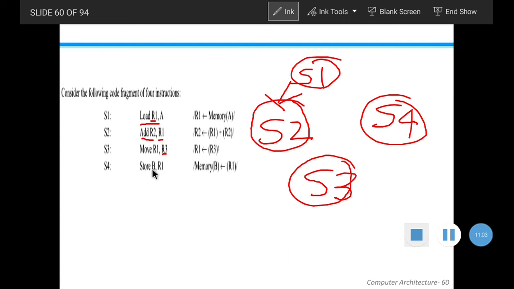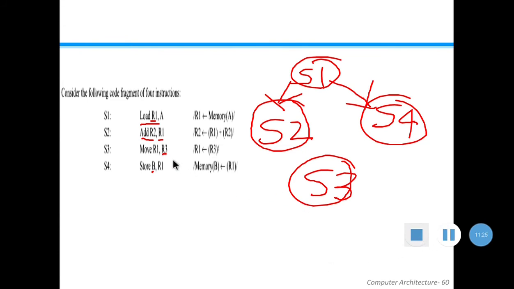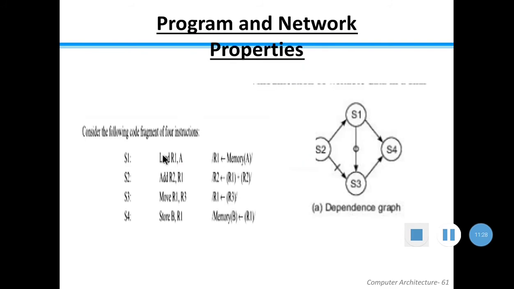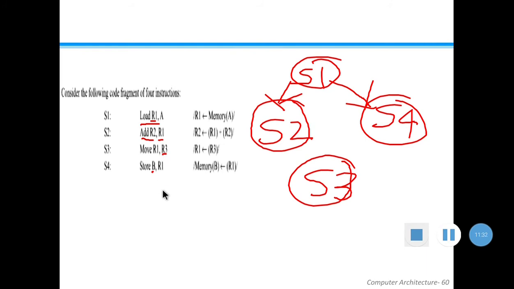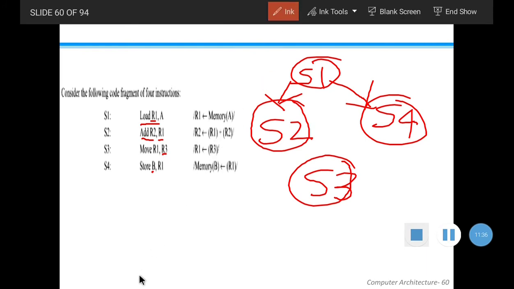Again compare; here we are using R1 as an input to statement 4. So again S1 and S4 are connected. Similarly, you can observe in S3. Here the R1 output is used as an input, that is move R1 is used as an input here. So there is a flow dependence. Again you write an arrow mark.